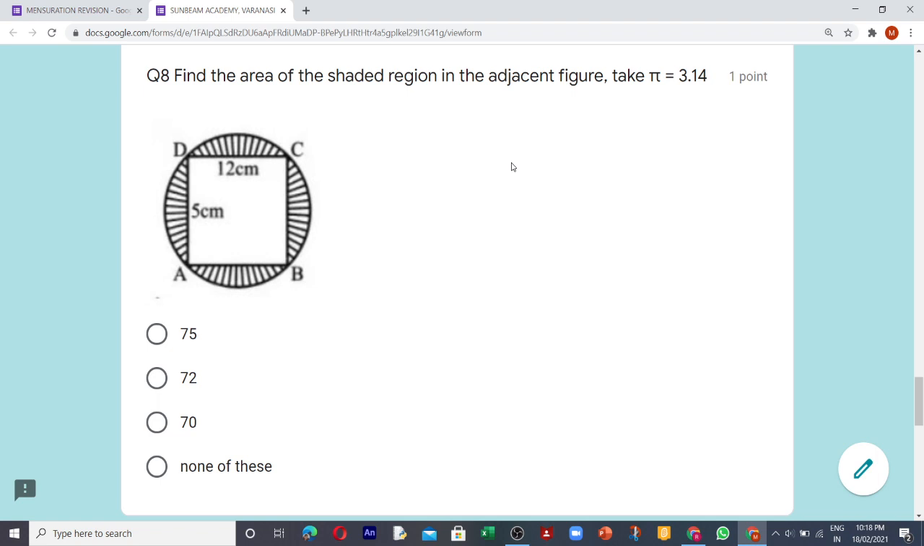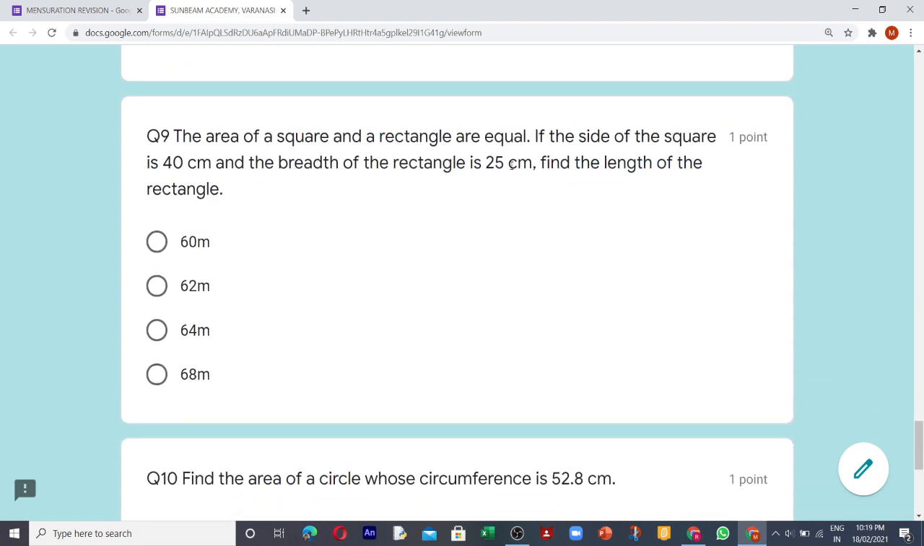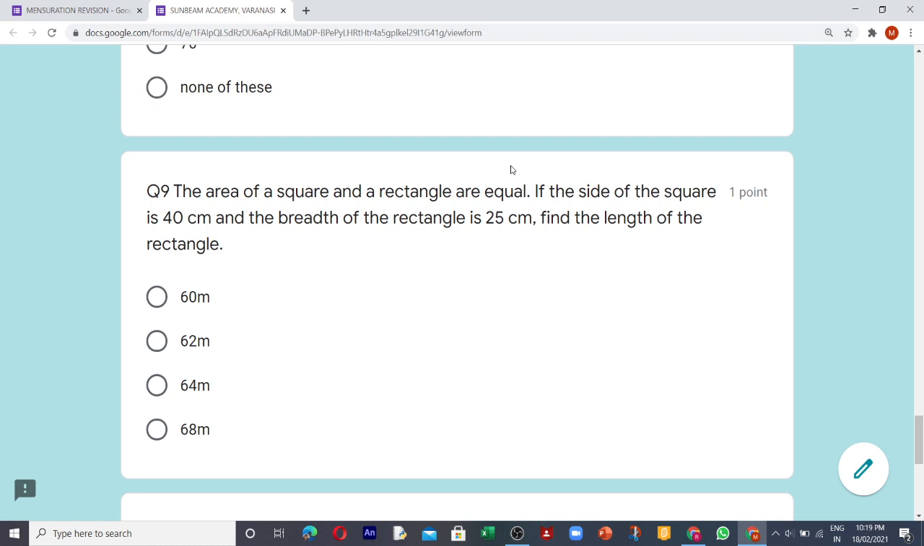See the next question. Question number 9. The area of a square and a rectangle are equal if the side of the square is 40 centimeter and the breadth of the rectangle is 25 centimeter. Find the length of rectangle. Just see what is given in the question, fit those values and then find the unknown.